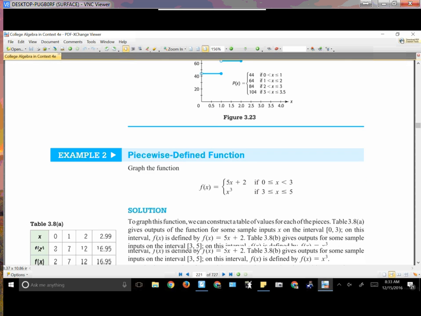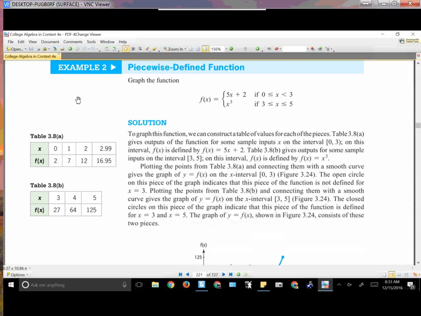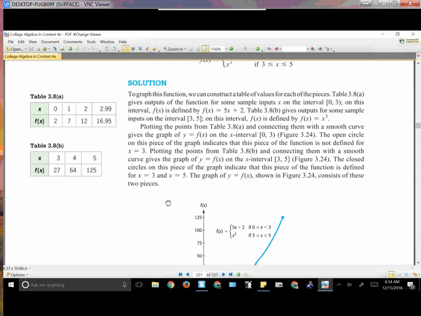So now as we go through this, we are going to get something that looks like this. We want to graph this function. Now, you know how to graph 5x. You know how to graph x cubed. That's not a problem. Except now they are going to identify the domain upon which you are going to have the functions.